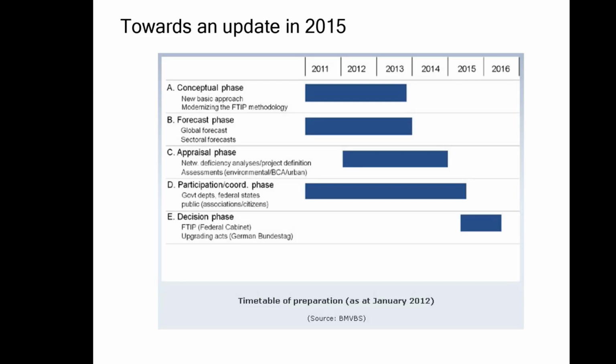This is a typical example of how we can start with the conceptual phase of any project, then reach the forecast phase and then the appraisal phase, and then how we can prepare. The last phase is the decision phase. Because in Germany it is a bit complicated, this is one typical timetable of preparation.